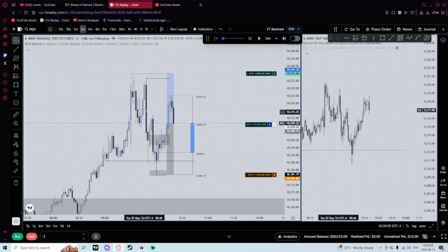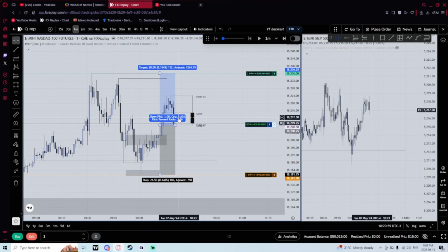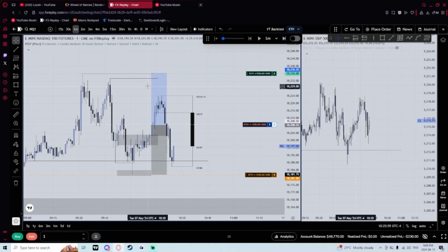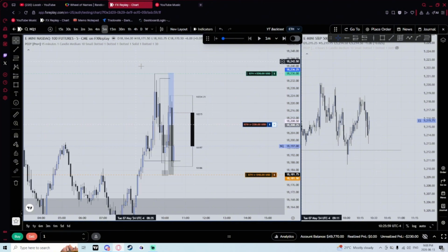Again, we both swept this level inside of the 3-minute. We did get the 3-minute closure. Do I believe now that this is going to lead me to not win this trade? No, I don't. We just inversed this 5 minute.